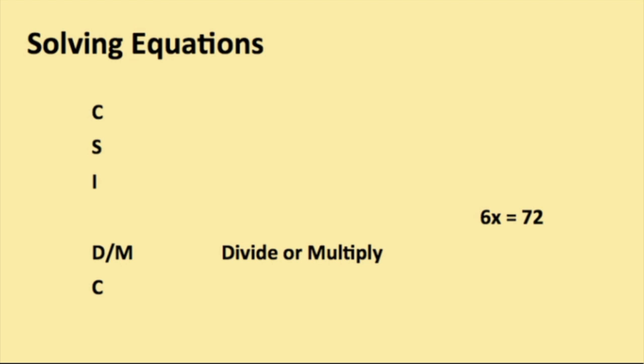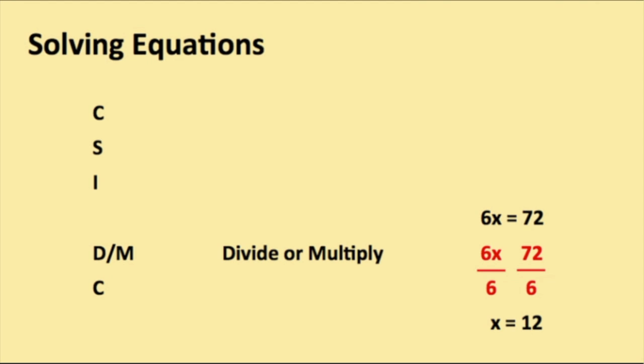The next step has a choice to make. We'll either divide or multiply, depending on what the coefficient looks like. In this case, we'll divide both sides of the equation by the coefficient 6. Dividing both sides gives us the answer to the equation.